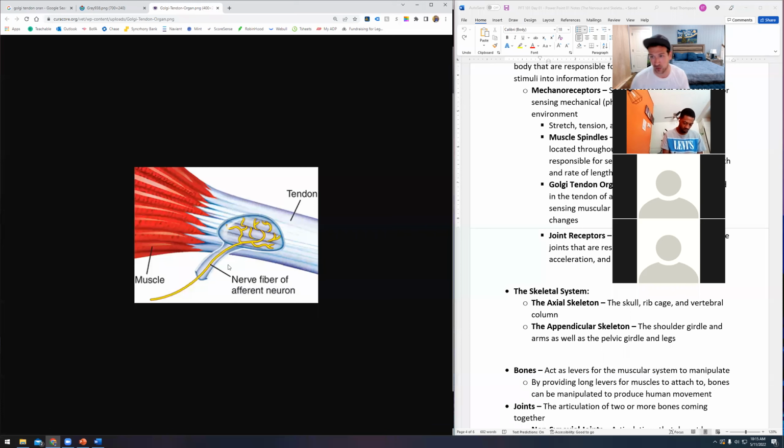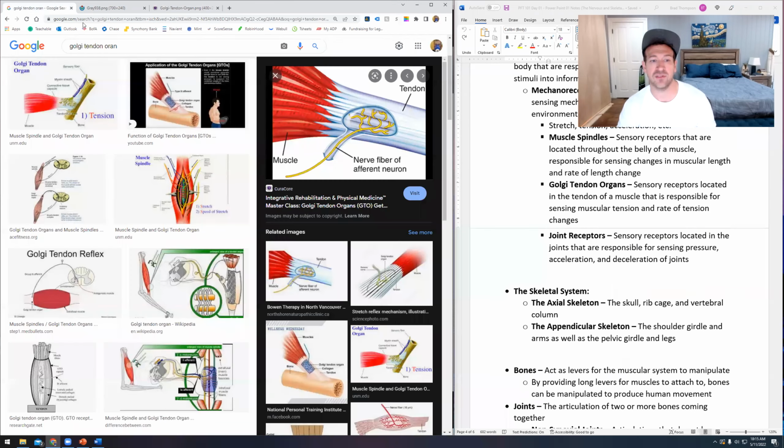That's what a Golgi tendon organ does. It senses how much tension, how much of a grip it still has on the bone. If that gets really, really high, the tendon thinks it's going to rip off the bone, which obviously we don't want. And then lastly, we have joint receptors, just as a general category, because there's actually a lot of different ones.